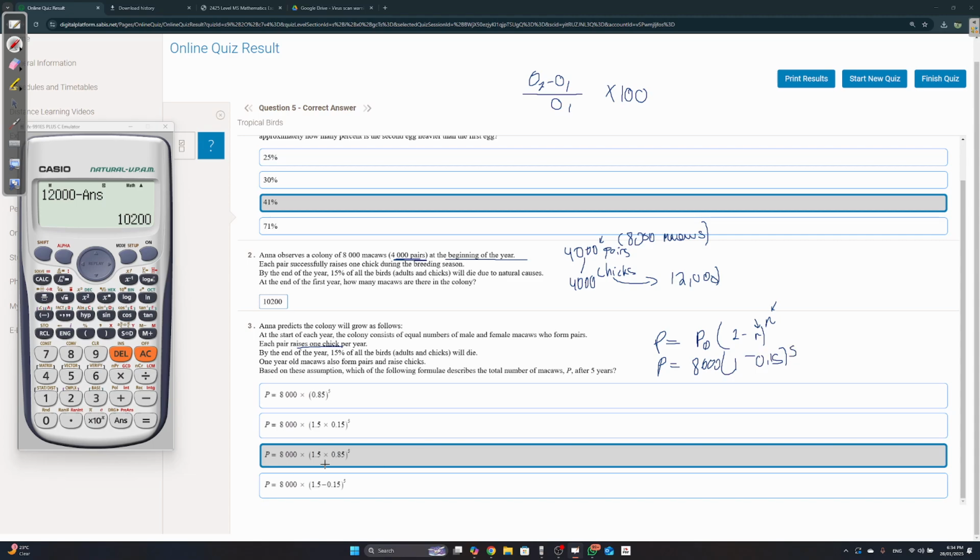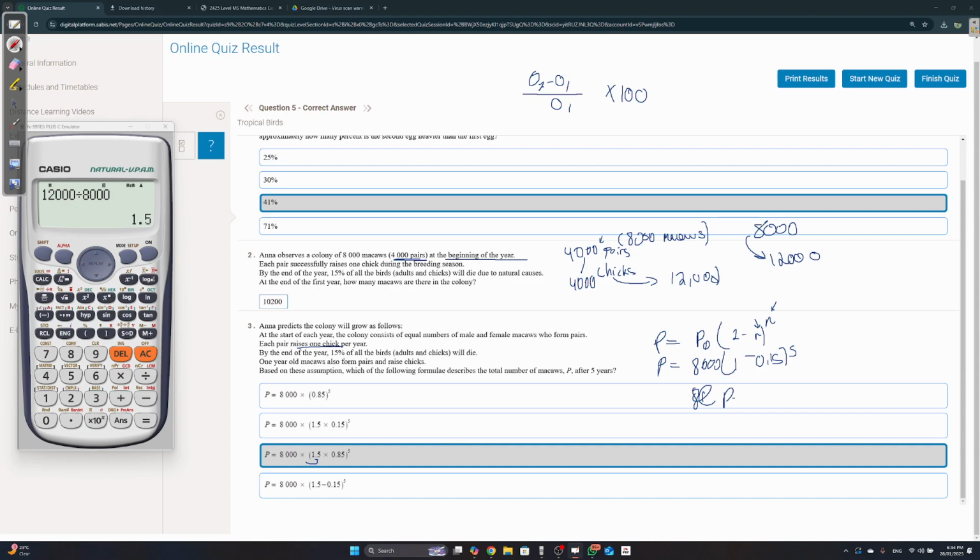Why is it now 1.5? There's also something called a population growth ratio, and it's going to be 1.5. Because you'll see we started with 8,000 macaws and we ended up with 12,000. The growth ratio is 12,000 divided by 8,000, which is just 1.5. That's something we usually add in the formula, but in most cases it's not present, so we leave it out. So it's 8,000 actually.